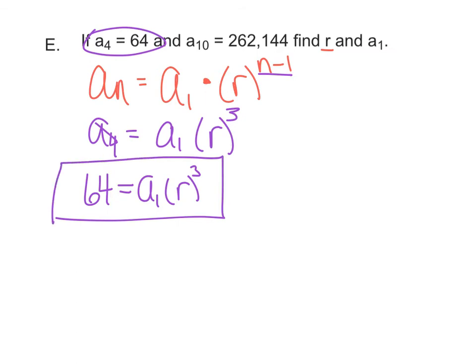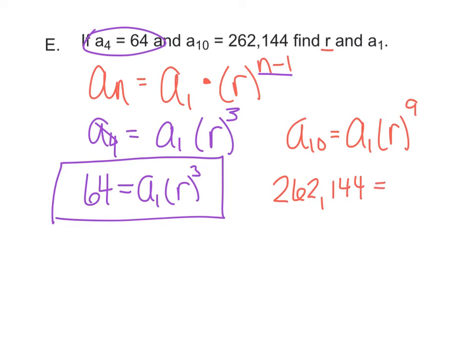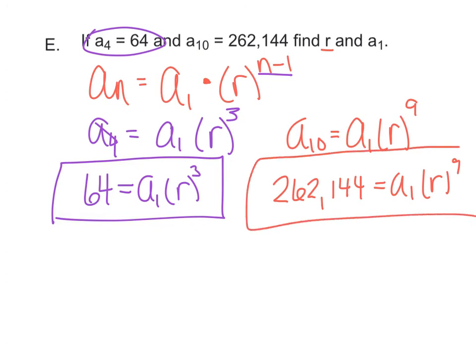Now I'm going to use my other piece of information. I know a sub 10 is equal to a sub 1 times the ratio to the 10 minus 1, or to the 9th power. And I really know a sub 10 is 262,144. So 262,144 equals a sub 1 r to the 9th. And I'll box that in because it's as far as we can go.